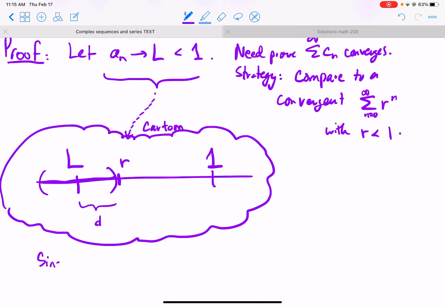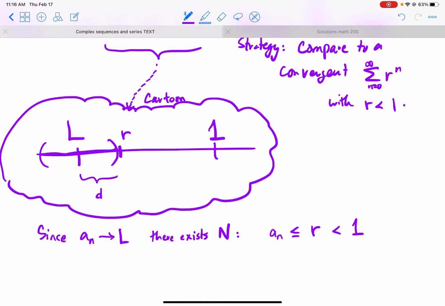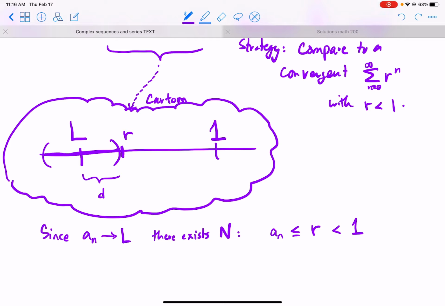Now, in words, since the a sub n's converge to L, which is less than 1, then there exists an index capital N such that all the a sub n's are less than or equal to this number r, which is strictly less than 1, so that we'll get a geometric series that converges for all the little n's past that capital N.